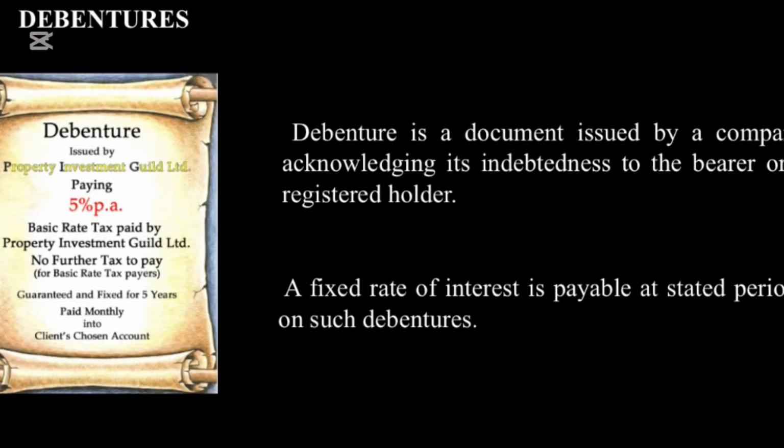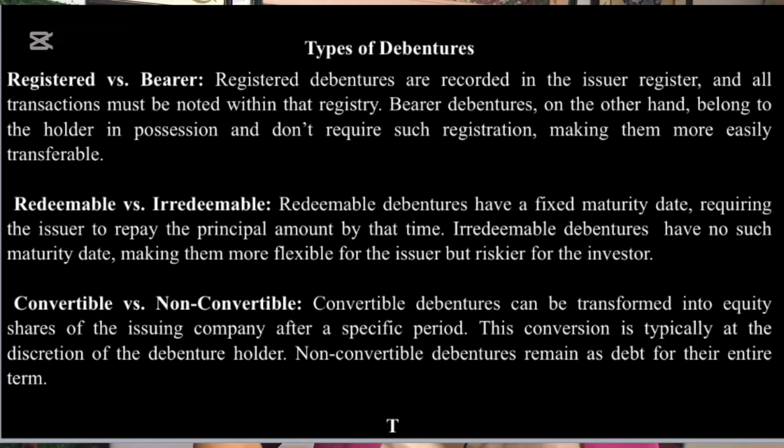So when talking about debentures, the issuer is the corporation, selling them to raise funds, whereas the investor is the individual or the entity that purchased the debenture. So this is typically issued for a specified period of time, after which the principal is returned to the lender as well as the interest. Okay, so the types of debentures, we have registered versus the bearer.